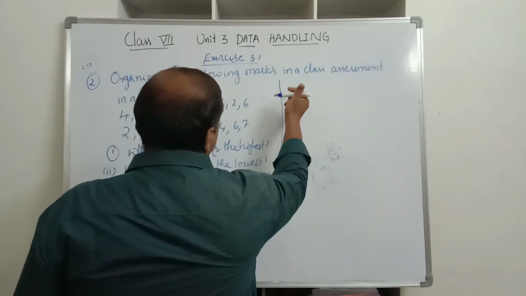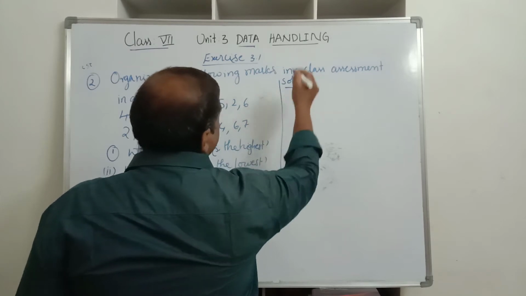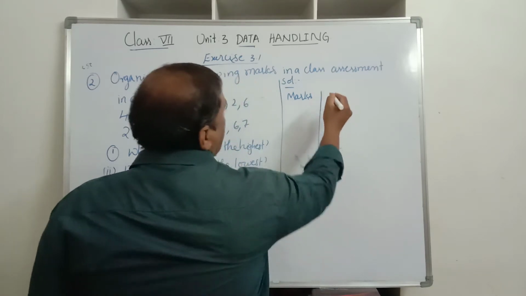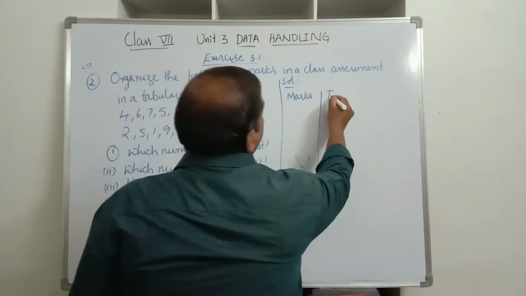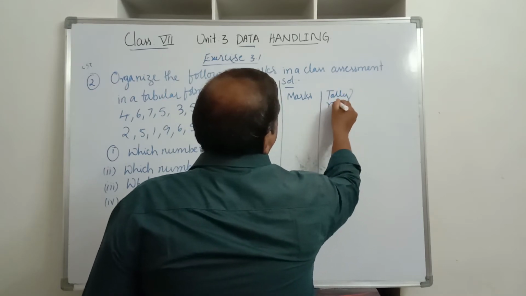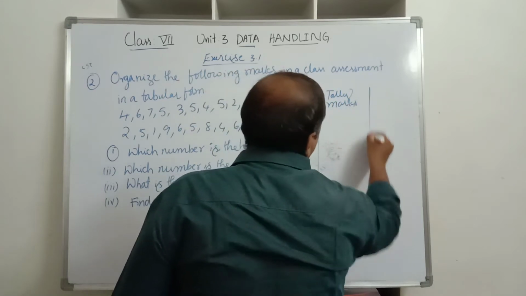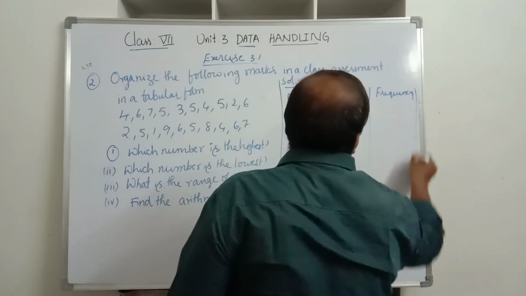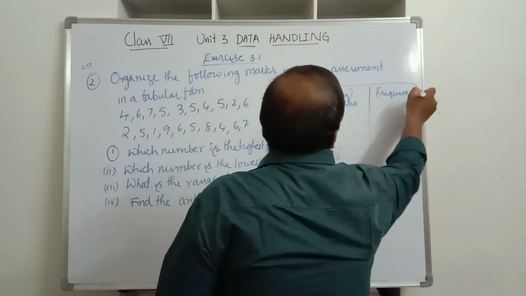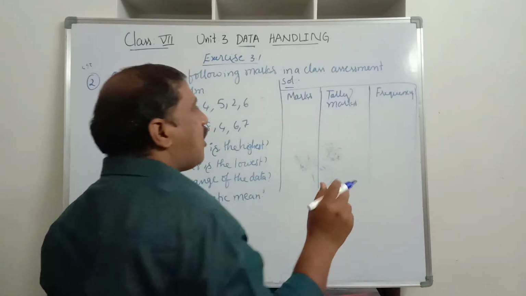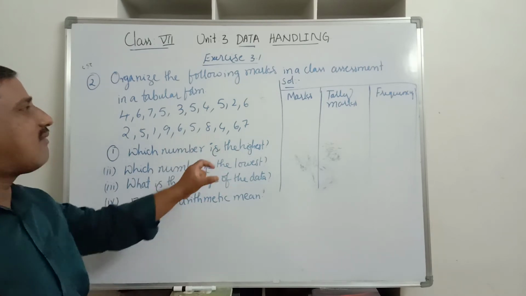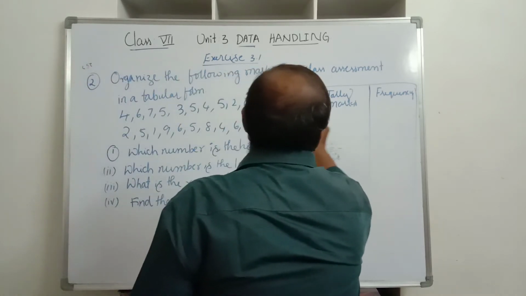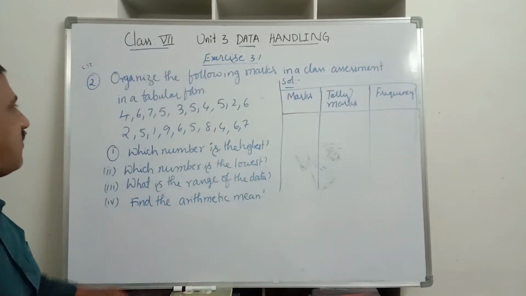The tabular form, what it contains, we have already discussed in class 6. Marks scored is one column, the other is tally marks, and the last one is frequency. What is frequency? Frequency is the number which represents how many times that value is repeated, how many times that particular value is scored by the students.